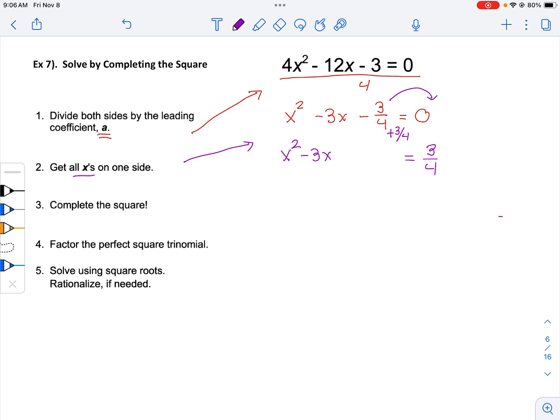Okay, this is also the point where I always say right away, add in those boxes. So I'm going to put in a blank box and a blank box so that I remember to fill those in. Filling in those blank boxes, that's step 3.